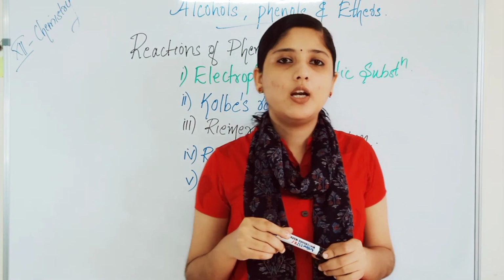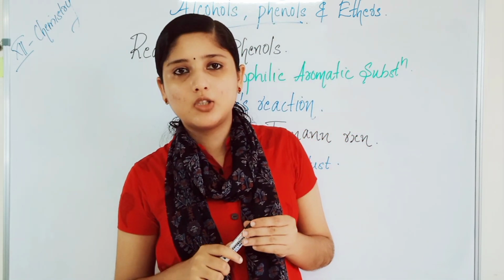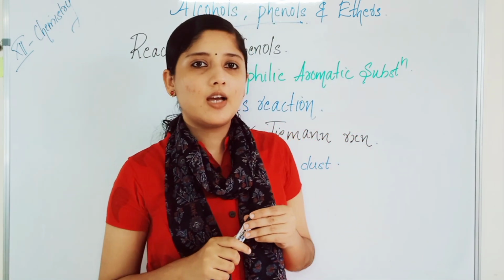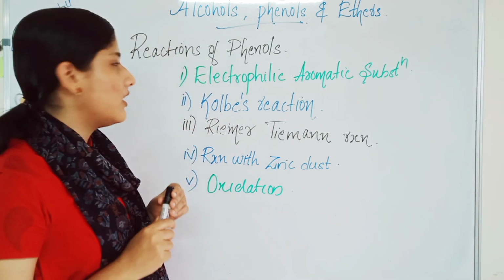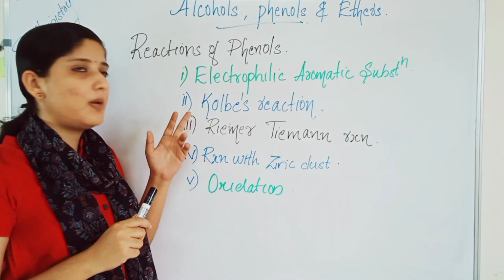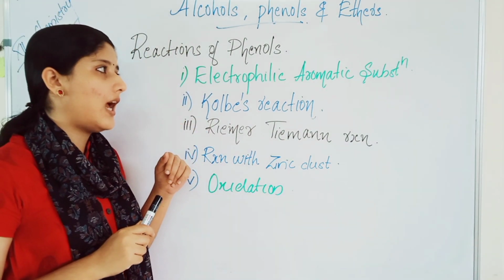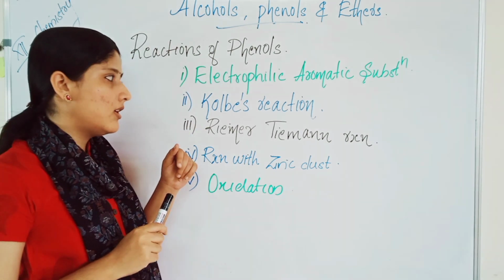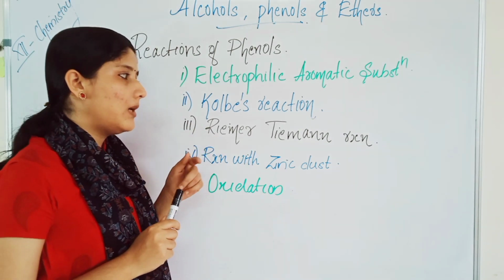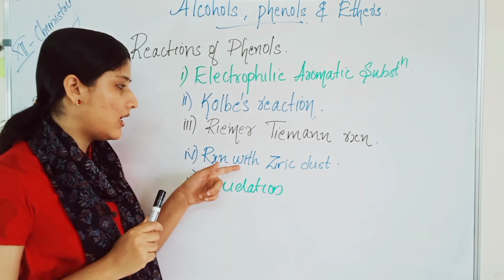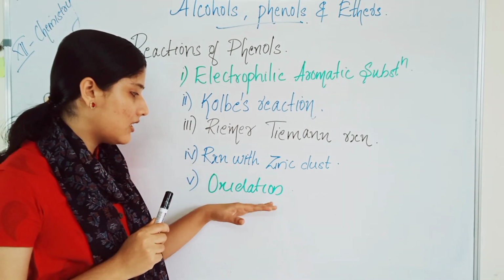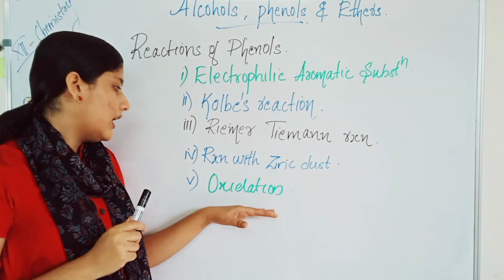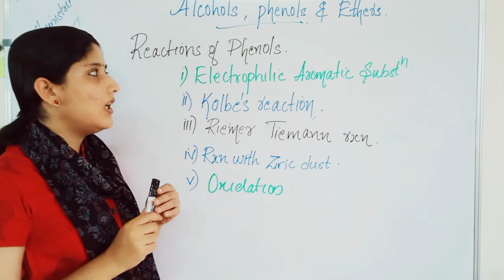We already studied phenol and its structure. Today we will study the main reactions that phenol undergoes. The first type of reaction is electrophilic aromatic substitution. Next we will study Kolbe's reaction. Third is the Reimer-Tiemann reaction, the fourth is the reaction with zinc dust, and at last oxidation. These are the main 5 reactions that phenol undergoes.